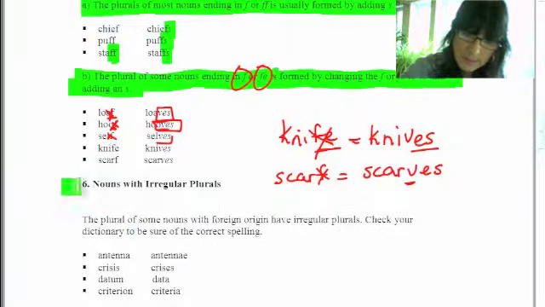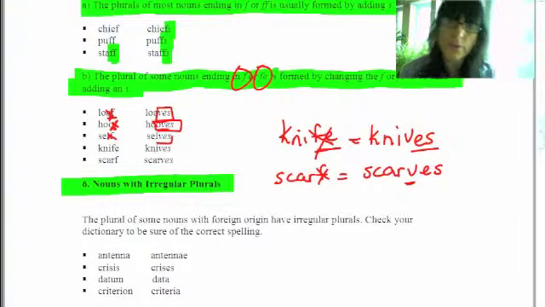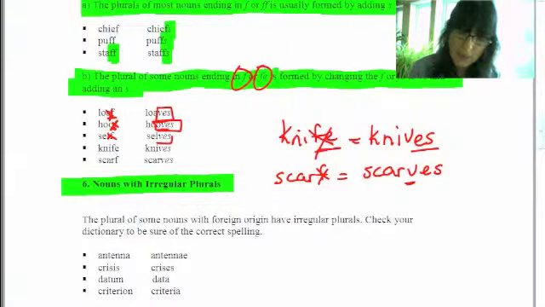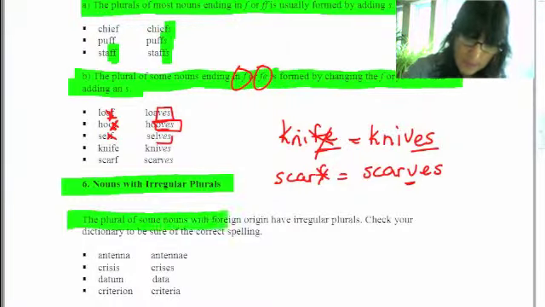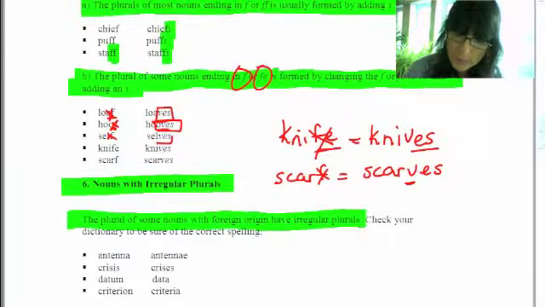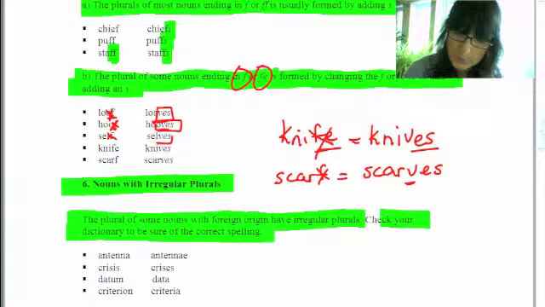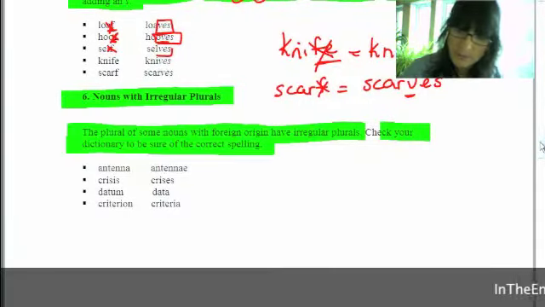And then the sixth rule is nouns that have irregular plurals. There are quite a few words in the English language that don't follow the regular rules. There are always exceptions to the rules. Through practice and memory, you will get the hang of these and you will start to remember them. The plurals of some nouns that have a foreign origin are irregular. And sometimes you have to check your dictionary to be sure of the correct spelling.